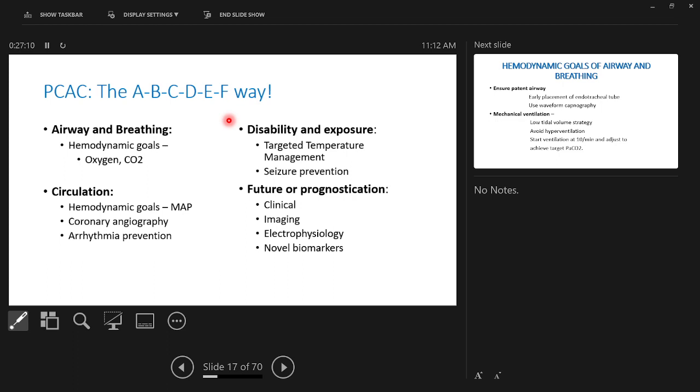In the circulation part, we have to see what the hemodynamic goals are, what the ideal MAP will be, what the ideal systolic blood pressure will be, what the indications for emergency coronary angiography are, and whether there is any role of arrhythmia prevention during post-arrest care. Then in the disability and exposure part, we have to see if we can take the patient for targeted temperature management, and whether there is any role of seizure prevention. Then regarding the F part, for future prognostication, we should do clinical examination with imaging like CT and MRI. We can do electrophysiology and novel biomarkers.